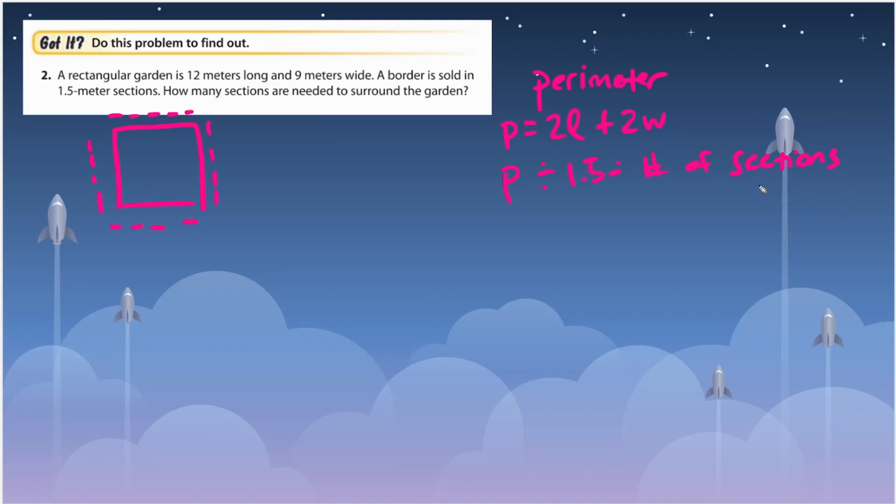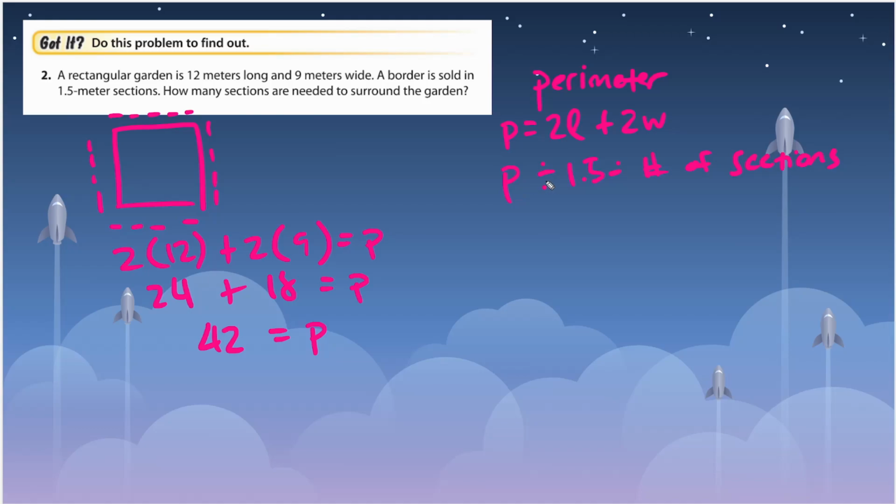Okay? So we could draw this out, or we can just use arithmetic, which is what I would like to do, which is just use the numbers. So we'll just plug these numbers in. 2 times 12 plus 2 times 9, that is equal to the perimeter. 2 times 12 is 24. 2 times 9 is 18, equals 42.